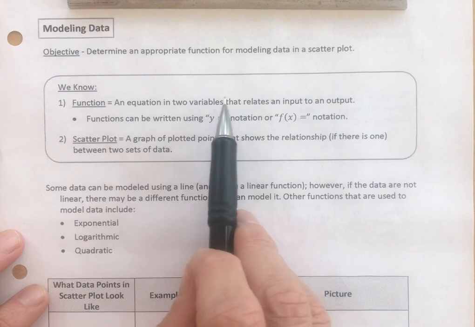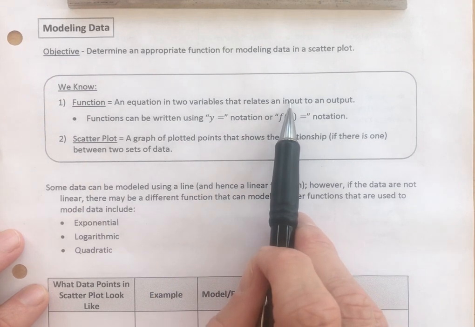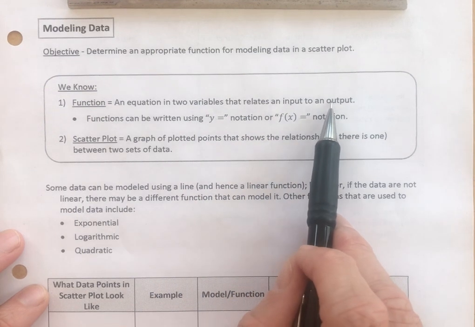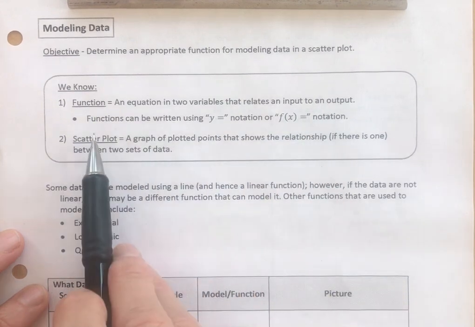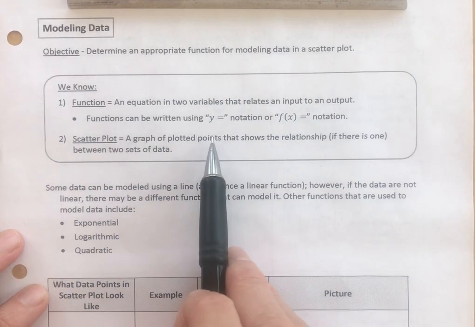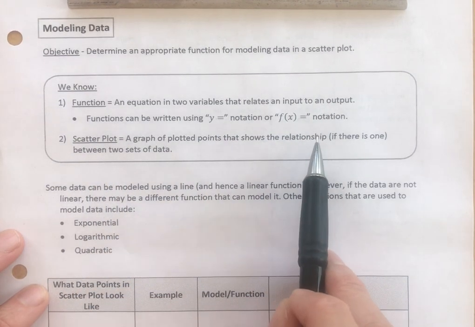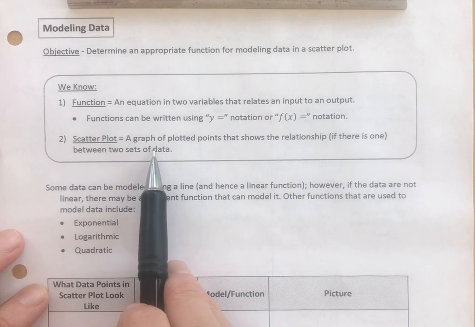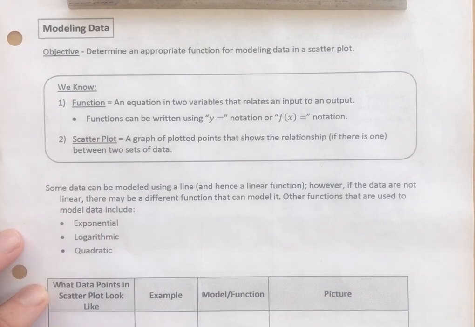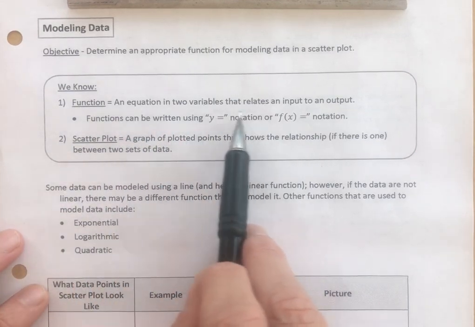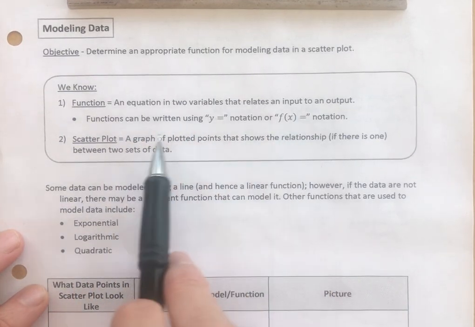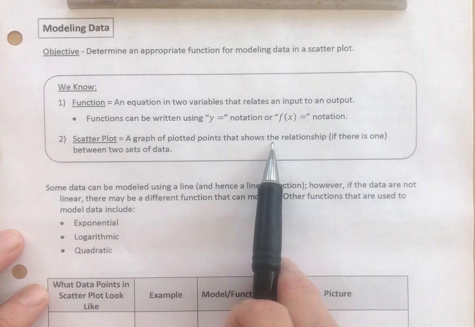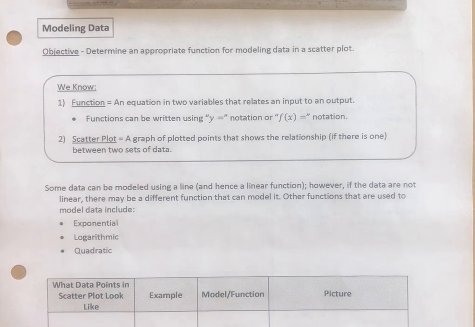Well, with a function, we have two variables, an input, the x value, and an output, the y value. Well, that can be graphed in a scatter plot. The plotted points that show the relationship, if there is one, between two sets of data. So these two things go together. The function, of course, is the equation side, and the scatter plot or the graph is the graph side.